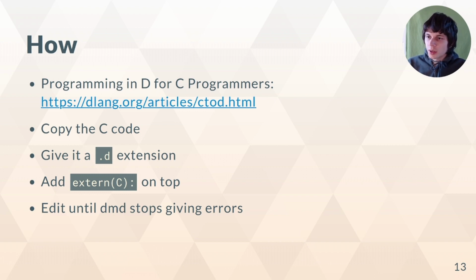Then you simply copy the C code, give it a D extension, add extern(C) on top for linking compatibility, and you edit the file until DMD stops giving you errors, and hopefully then your translation is correct.